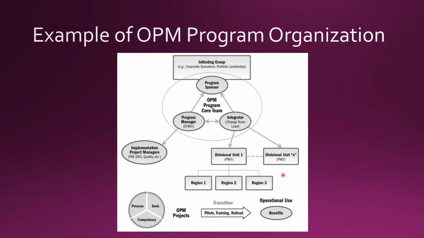This is an example of OPM program organization. If you look at the picture very carefully, there is an initiating group. For example, it is executive leadership or portfolio management leadership who kicks off and sponsors the OPM implementation. So it creates the OPM program core team, which includes program sponsor, program manager, and there is a change OPM integrator. So these three roles form an OPM program core team.